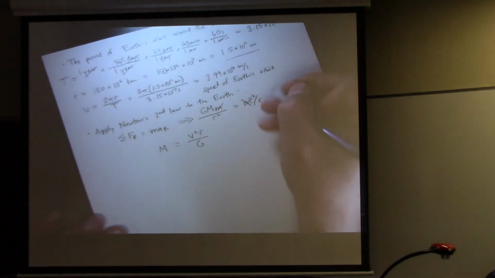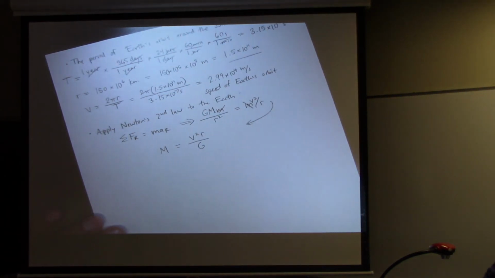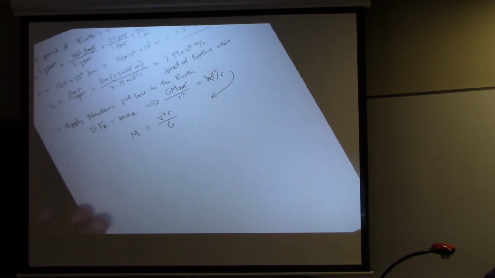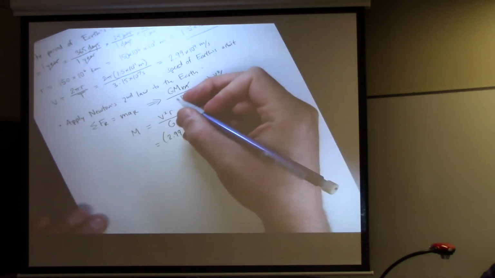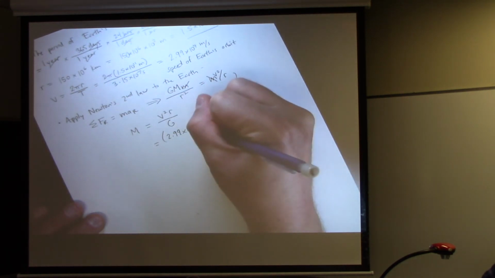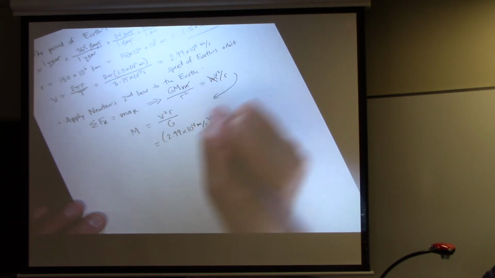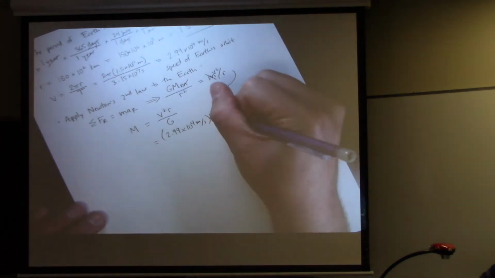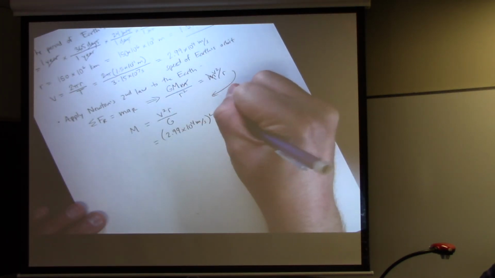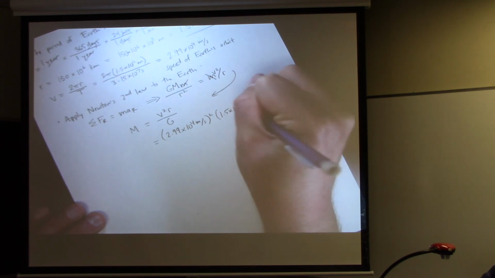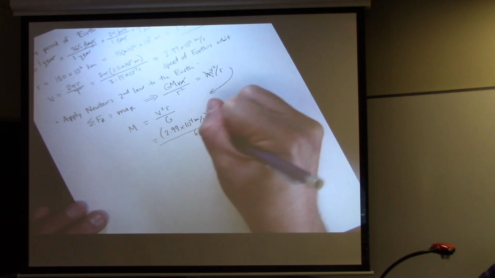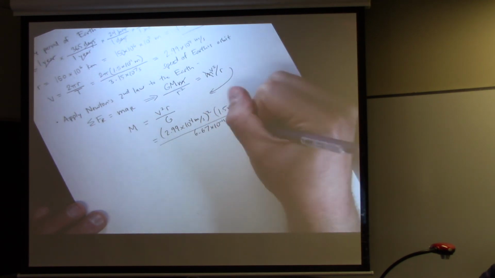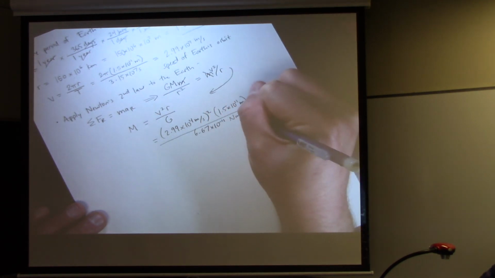Okay, so if you cancel everything out, and you solve for big M, you're going to get v squared times r divided by G, which in this case gives us our orbital speed is 2.99 times 10 to the 4 meters per second, and we'll square it. Our radius is 1.5 times 10 to the 11 meters, and then our G is 6.67 times 10 to the minus 11 newton meters squared per kilogram squared.